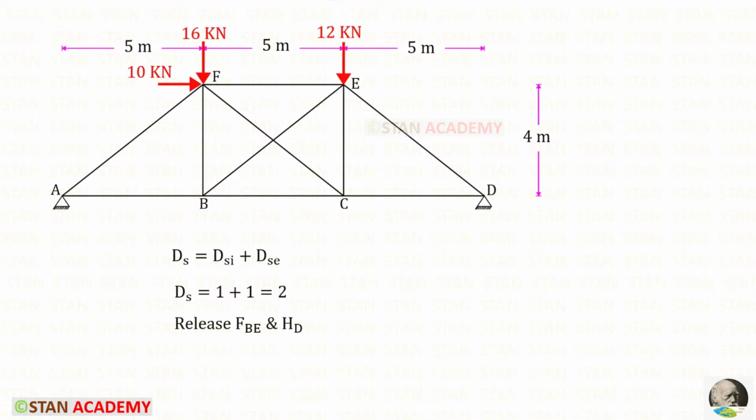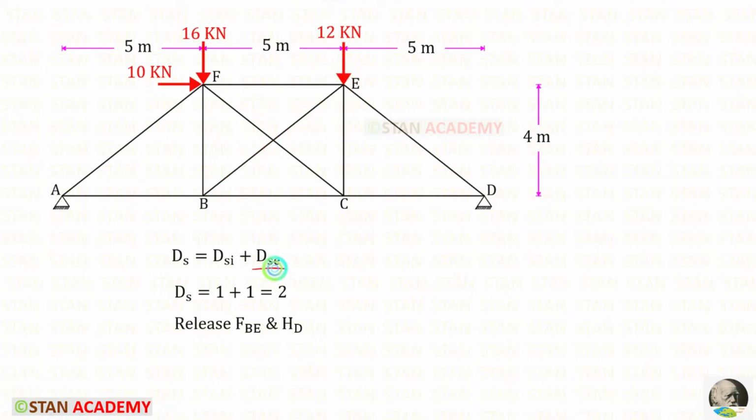Now we have to convert this truss to statically determinate. dSi is 1. Internally we have to remove one member. We know that there are 10 members. From these 10 members we have to remove one member. You can see that finding the forces in these two members is very difficult. So out of these two, we can remove any one of them. I am going to remove BE.